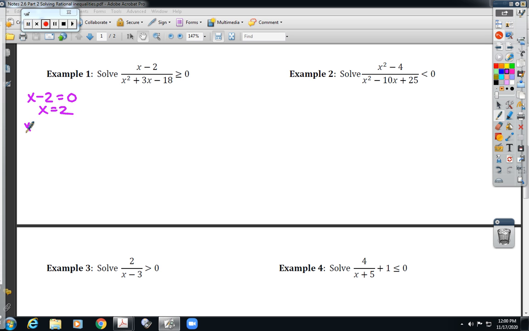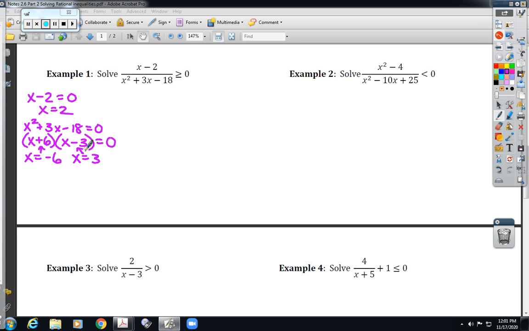Okay? When is x squared plus 3x minus 18 equal to 0? How do we solve that? We factor it. Numbers that multiply to negative 18 and add to positive 3 would be 6 and negative 3, which means that our x values for the roots of that function are negative 6 and positive 3.